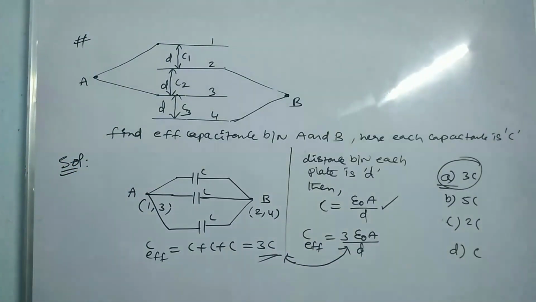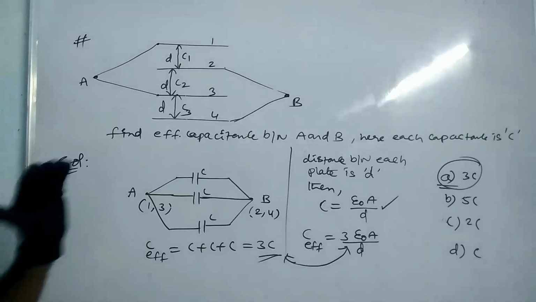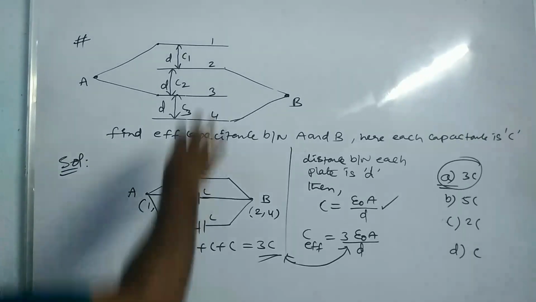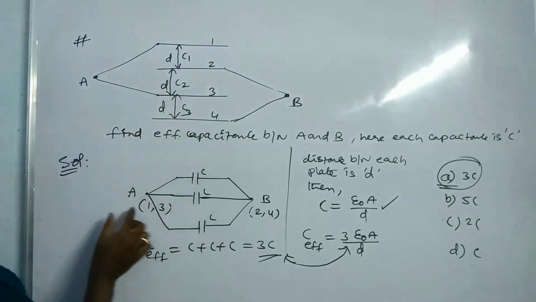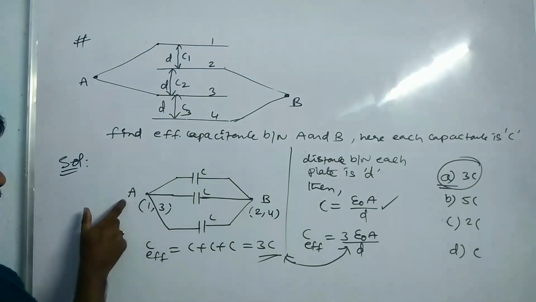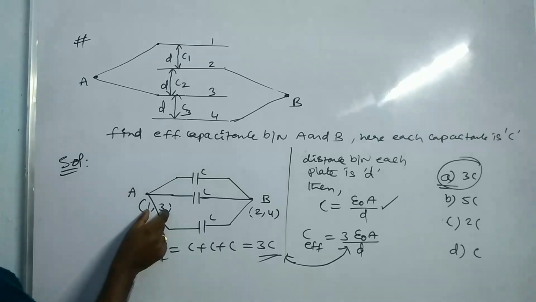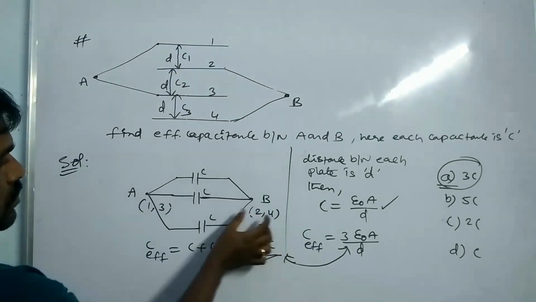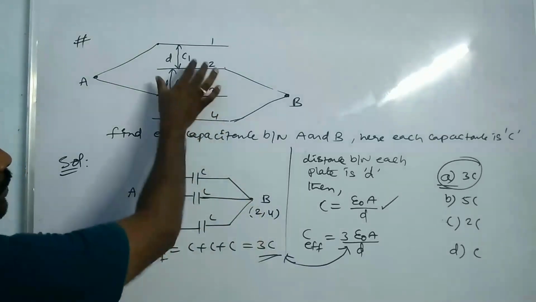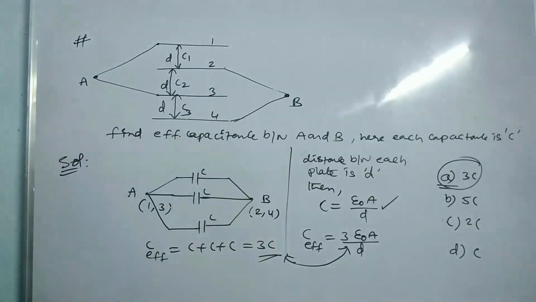In this method you have to observe carefully how many plates are there and which plates are connected. At point A, plates 1 and 3 are connected. At point B, plates 2 and 4 are connected. So between these two, how many capacitors are there? Let's draw a diagram, and then you can get the answer easily.